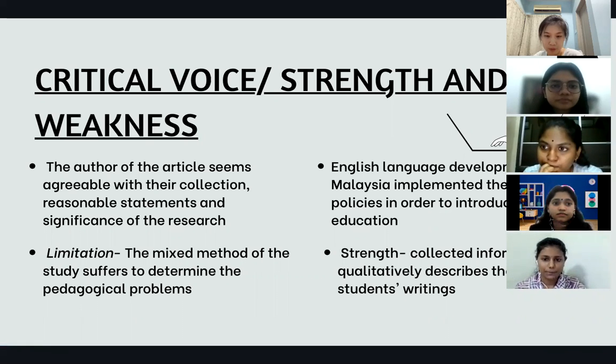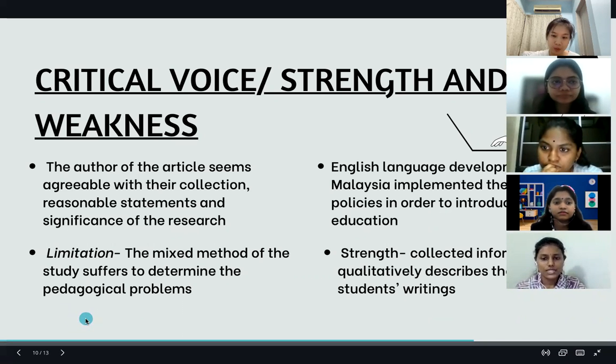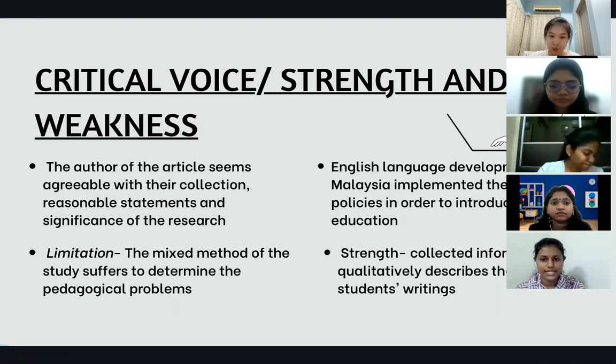English language development in Malaysia has implemented various policies in order to introduce the new education. There are some national-type schools such as Tamil and Mandarin that consequently use English as the medium. It will cause students to have difficulties in their writing.